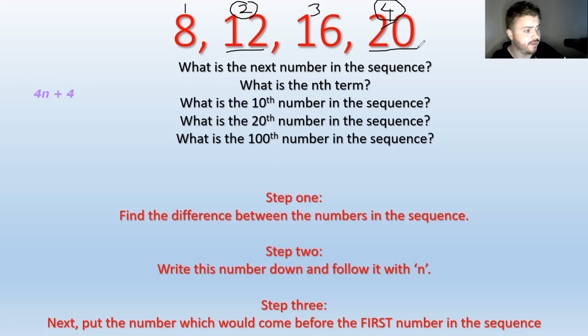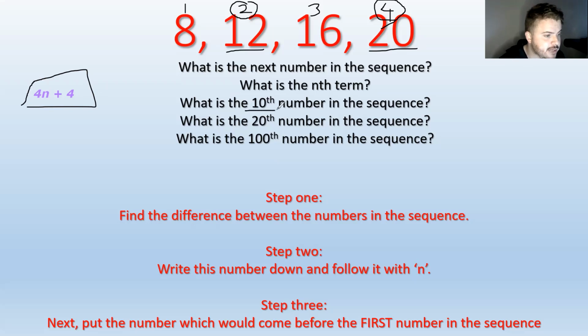The nth term that I figured out here is accurate. It's correct. So now I can find out any number in the sequence. For example, I can find out the 10th number of the sequence. I just need to replace n with 10. So I won't do all of these, but let's do number 10. If I replace n with 10, it would be 4 10s plus 4, or 4 times 10 plus 4. 4 times 10 is 40, plus 4 is 44. So the 10th number in the sequence is going to be 44.